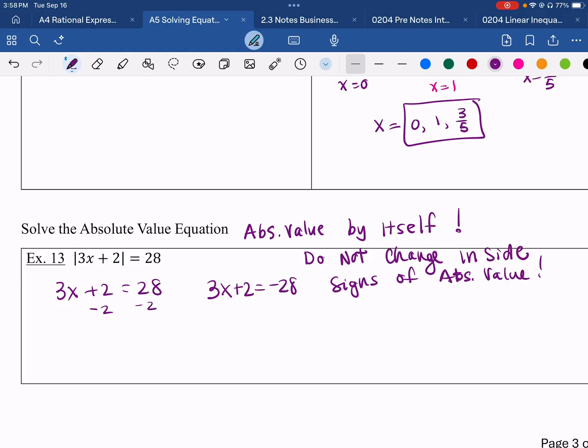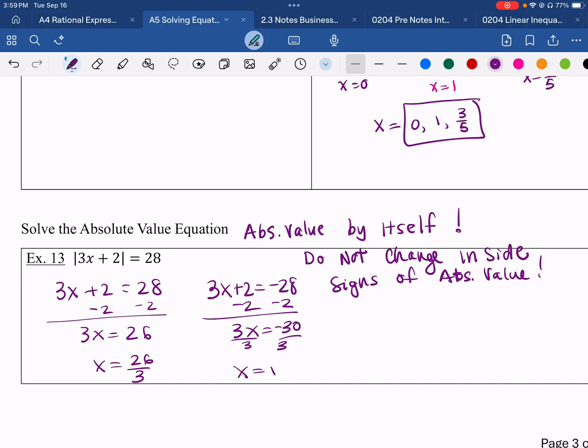Subtract 2. 3x equals 26. Divide by 3. X equals 26/3. Subtract 2. 3x equals negative 30. Divide by 3. X equals negative 10. So I get 2 answers. X equals 26/3 and negative 10.